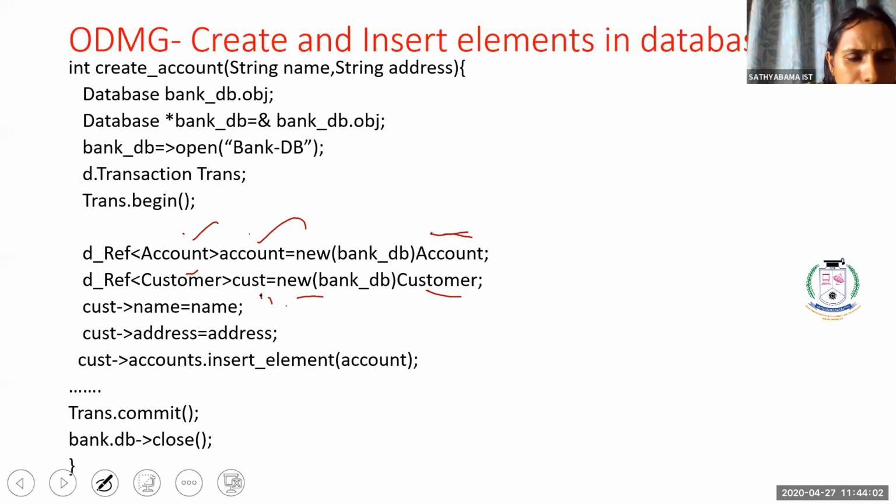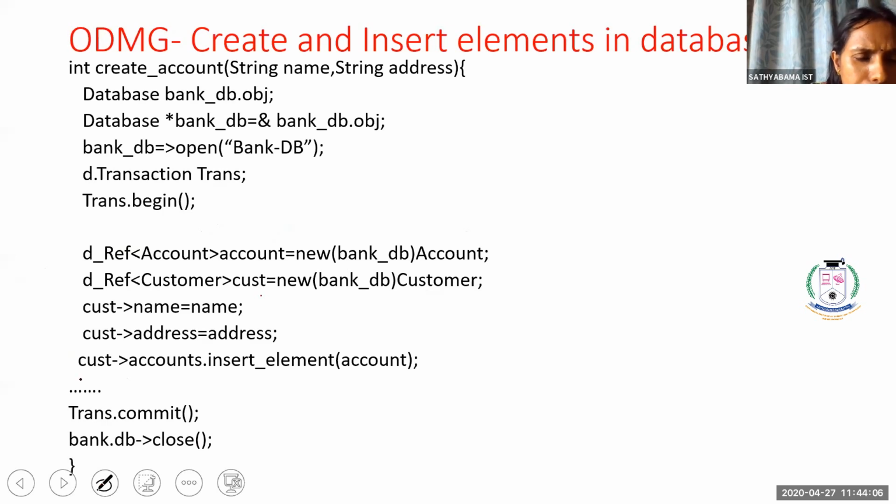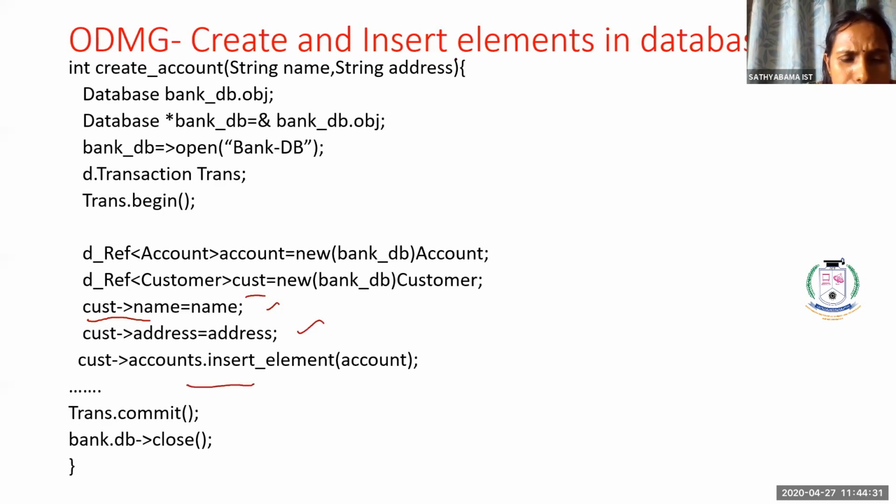Now, using the customer object, what is a customer object? CUST. So using the customer object and the dereference operator, now you are going to assign the value of name and assign the value of address. Whatever values you have taken from the user, name as well as address, that is going to be inserted by using this accounts.